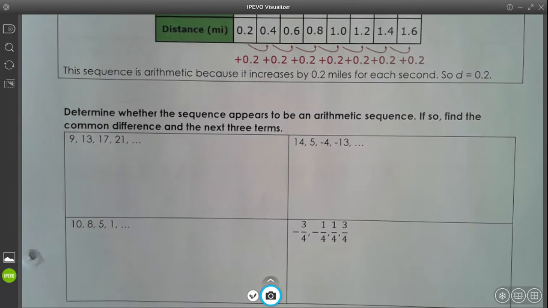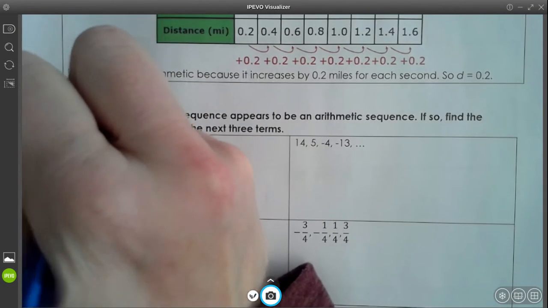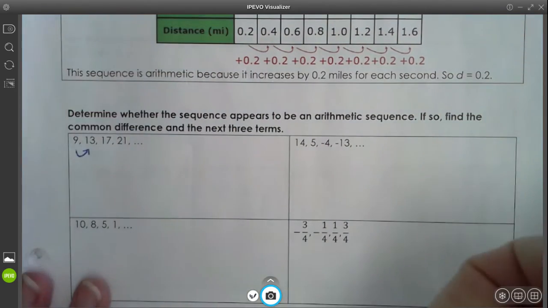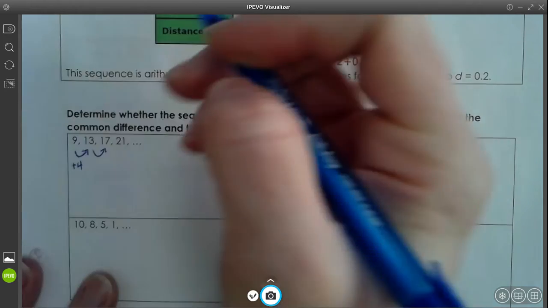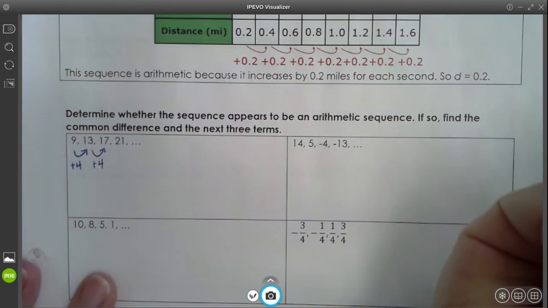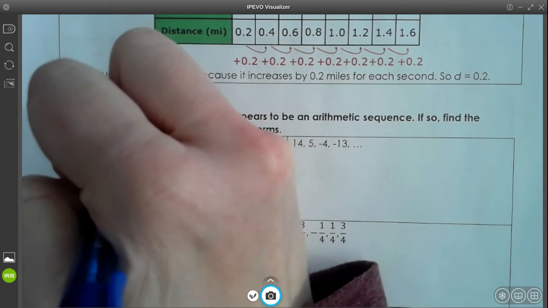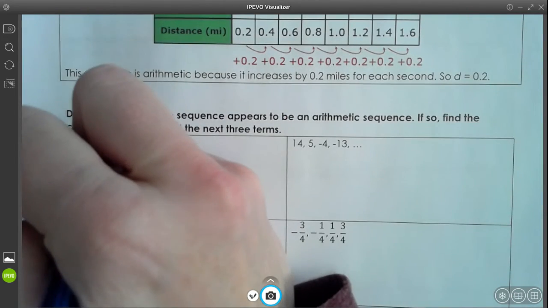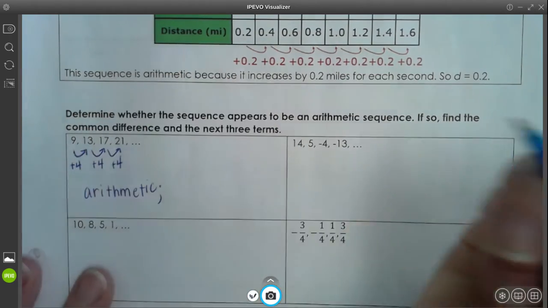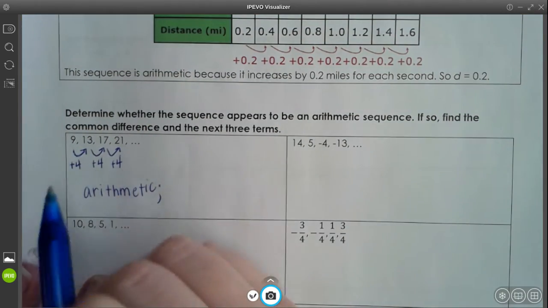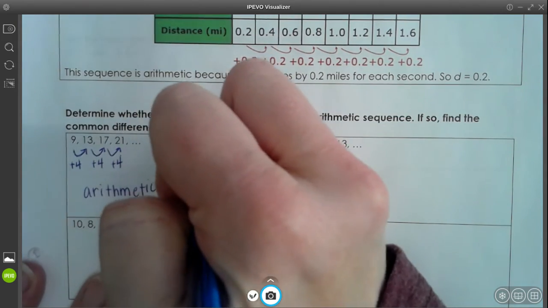This next part says determine whether the sequence appears to be an arithmetic sequence. If so, find the common difference and the next three terms. If I take a look here, we've got 9, 13, 17, 21. To get from 9 to 13, I would add 4. What about from 13 to 17? Well, I could add 4. And from 17 to 21, I would add 4. So I'm going to say, yes, this does appear to be arithmetic. And then the common difference is that number that we keep adding every single time. So d is equal to 4.